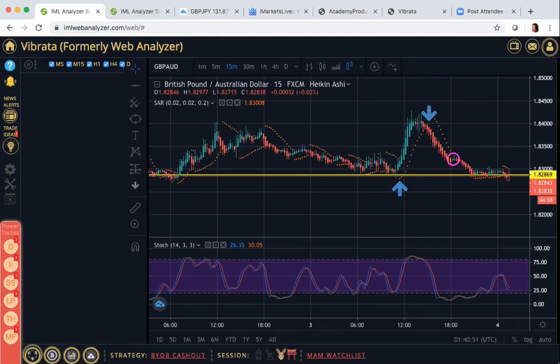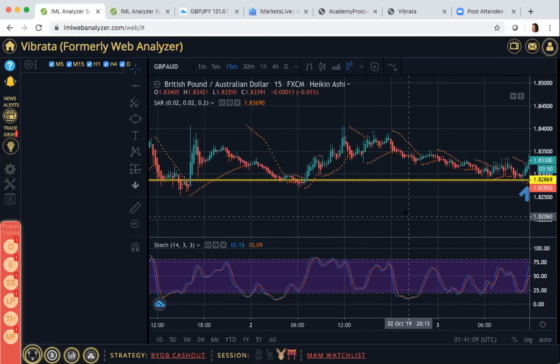The problem you have is that you locate the stochastic around the 20, and you wait for the candle and PSAR flip. Sometimes the stochastic is in the middle. That is correct. No, you take that trade. If everything lines up, you take that trade. These just happen to be perfect setups, right?